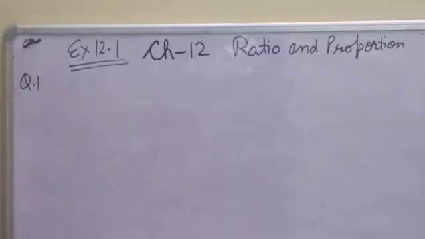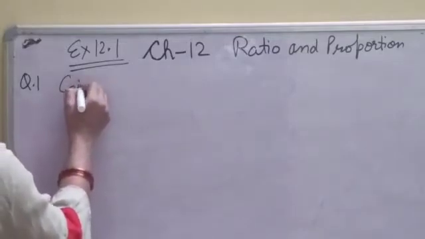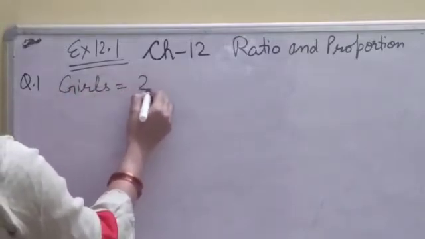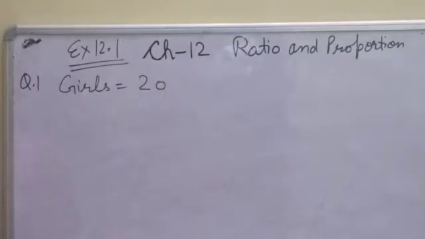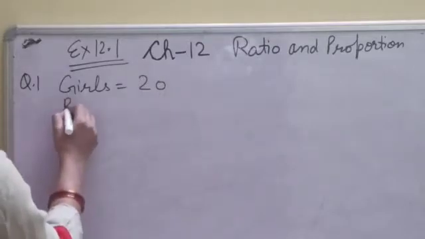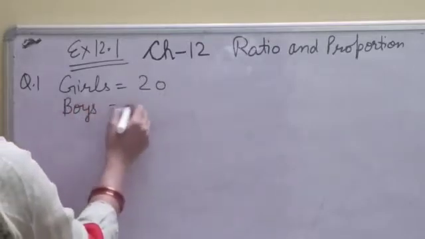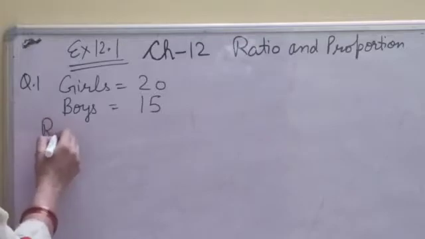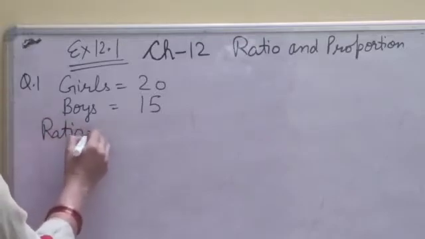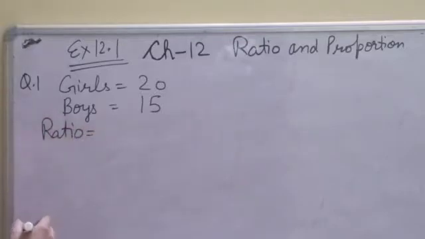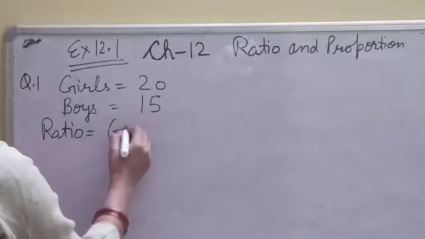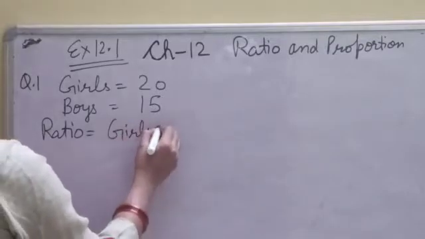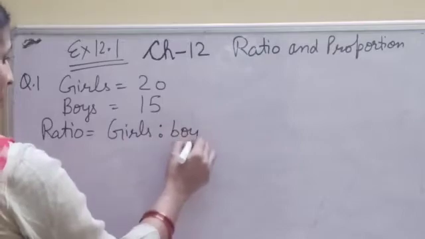Question number 1 is, there are 20 girls. So girls are 20 and 15 boys. So boys are 15. Then he is saying, what is the ratio of? So what we have to find? Ratio of girls to the boys.